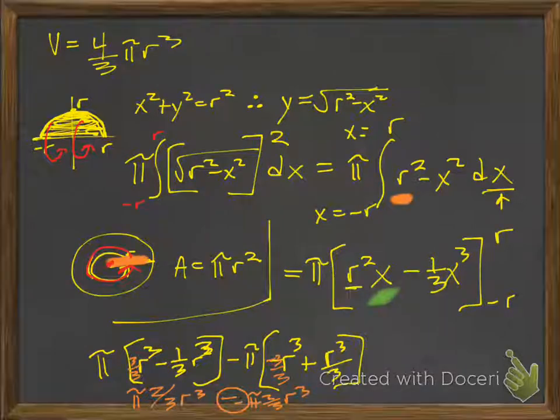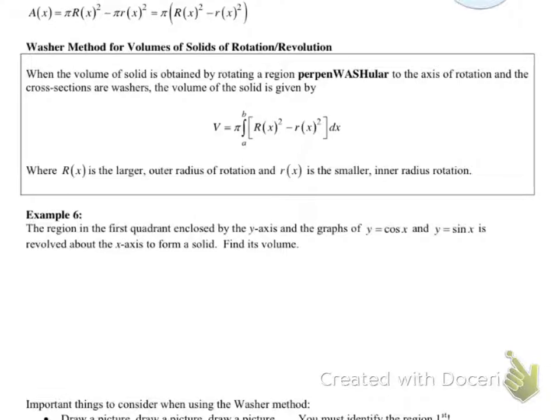Okay, so hang tight. With this, I think I said disk. I meant washer. You remember the washer method. Washer is the one that has some kind of gap in the middle of it, between your rotational axis and the function itself.